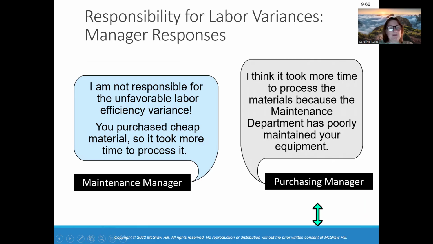Okay, again, pushback from your managers. Your maintenance manager says, I'm not responsible for the unfavorable labor efficiency variance. You purchased cheap materials, so it took more time to process it. And your purchasing manager says, I think it took more time to process the materials because the maintenance department has poorly maintained your equipment.